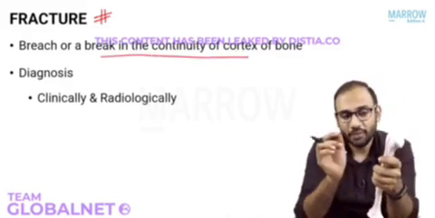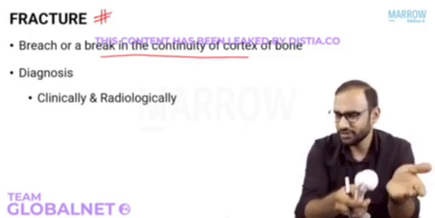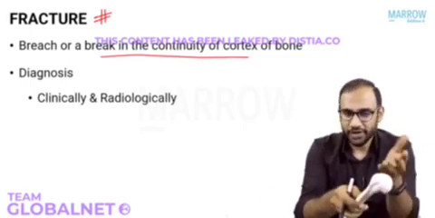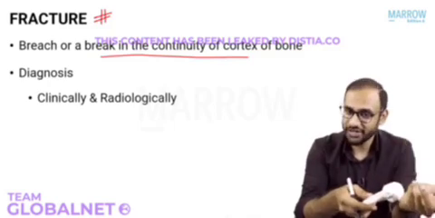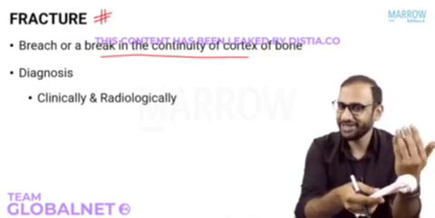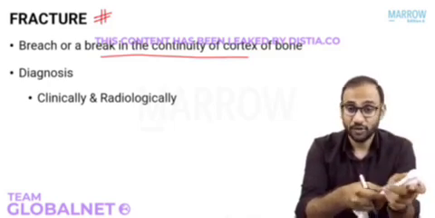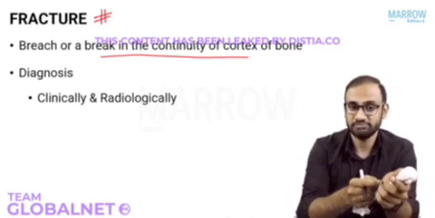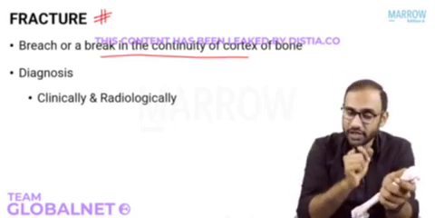Now, how will you make the diagnosis of a fracture? It's very simple. It's a clinical diagnosis or a radiological diagnosis. Now, radiological diagnosis does not take rocket science. You will see an X-ray and you will see a break in the bone and you have made your diagnosis. But what is important is to make the diagnosis before the radiologist does. Right? So how do you make the diagnosis clinically?